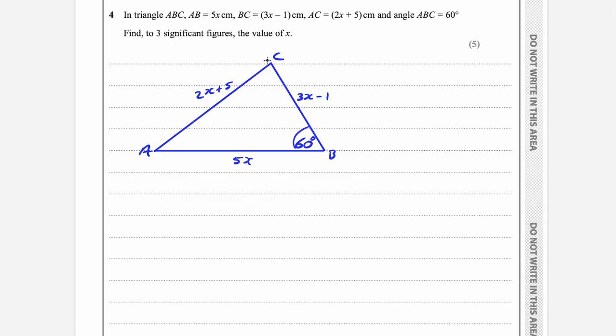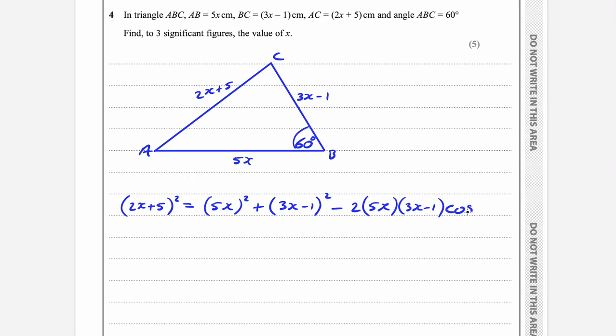Okay, definitely, guys, I am thinking let's use the cosine rule. So it's this squared, 2x plus 5 squared, equals this squared, 5x squared, plus this squared, 3x minus 1 squared. So this squared plus this squared minus 2 times 5x times 3x minus 1 times cos 60 degrees.